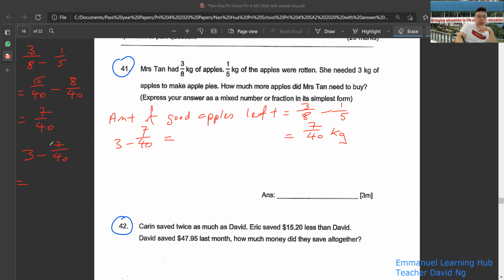You see, you need to change both to the same. 3 is actually 3/1. Oh, are you aware 3 is 3/1? Now they don't have the same denominator, right? So before you minus, you need to change both to the same denominator. And what is the denominator you need to change to? 40. You change both to denominator 40.